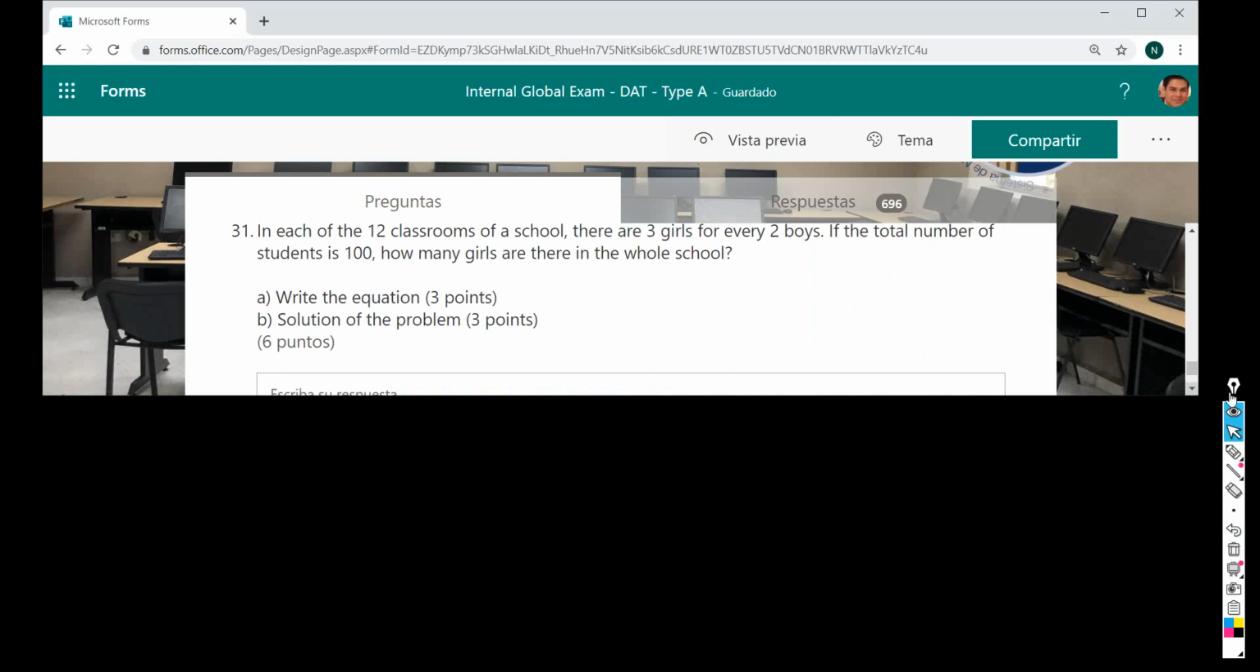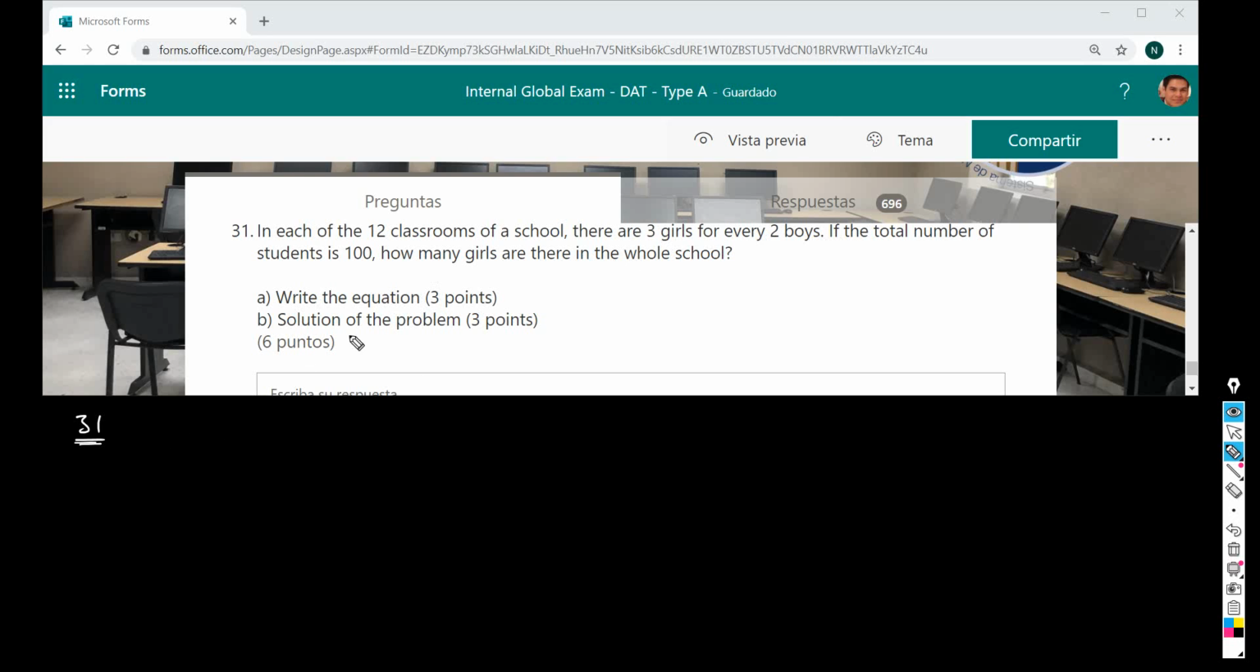Problem 31. This one was also one that a lot of people got wrong. In each of the 12 classrooms of a school, there are 3 girls for every 2 boys. If the total number of students is 100, how many girls are there in the whole school?